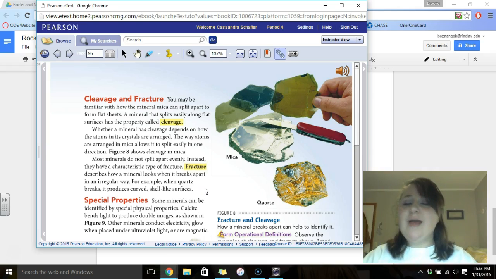Most minerals do not split apart evenly. Instead, they have a characteristic type of fracture. Fracture describes how a mineral looks when it breaks apart in an irregular way. For example, when quartz breaks, it produces curved, shell-like surfaces.